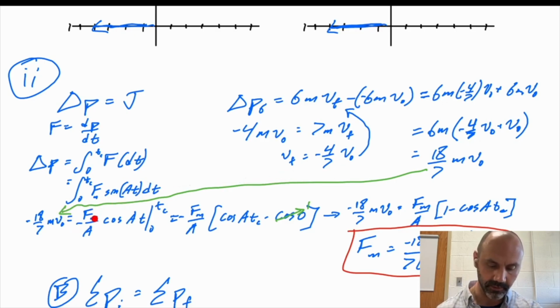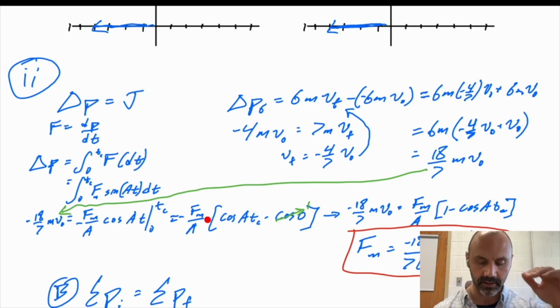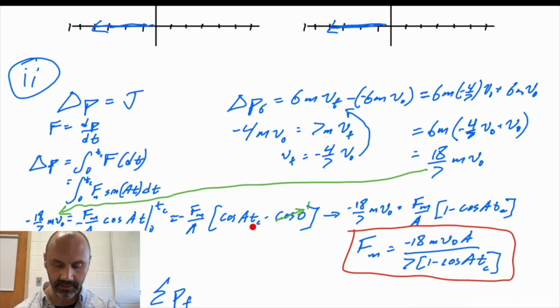I get -fm/a cosine at from 0 to tc. Then putting in my limits, I get -fm/a cosine atc minus cosine of 0. But cosine of 0 is just 1. So I'm going to flip these and get rid of the negative sign. So this becomes 18/7 mv naught equals fm/a, and then 1 minus cosine atc. Solving for fm, this is what I get. Now this is in terms of mv naught, a, and tc, and everything is good.